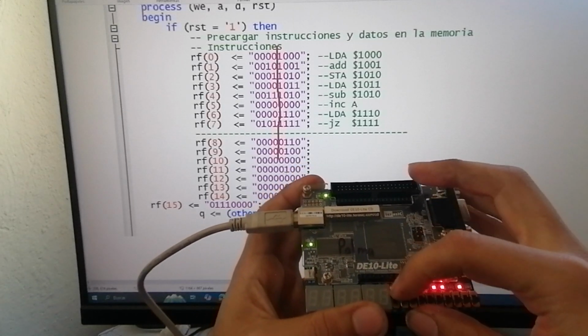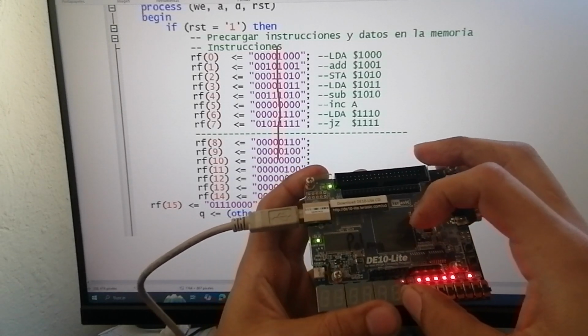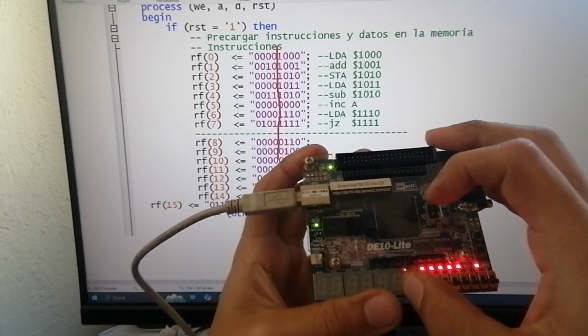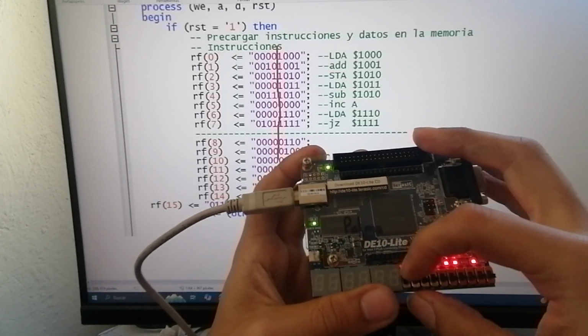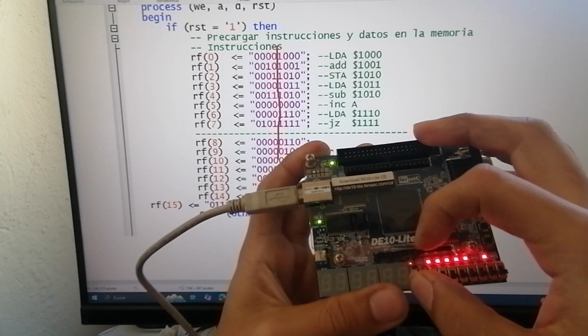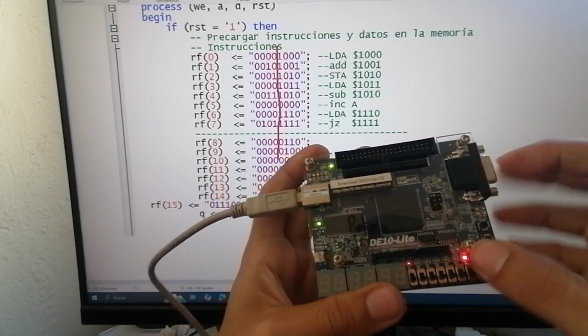And now we're going to increment the accumulator. So we make start, fetch, decode, and now we increment by 1.